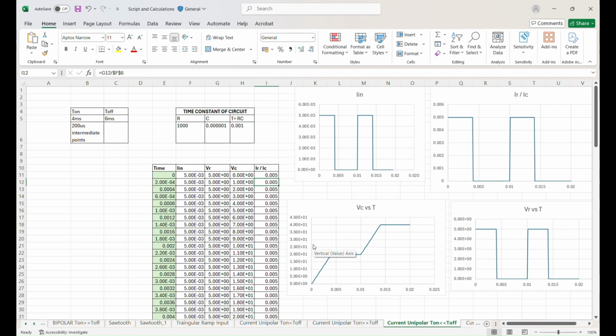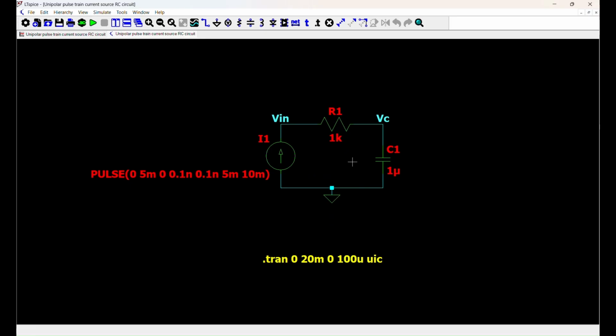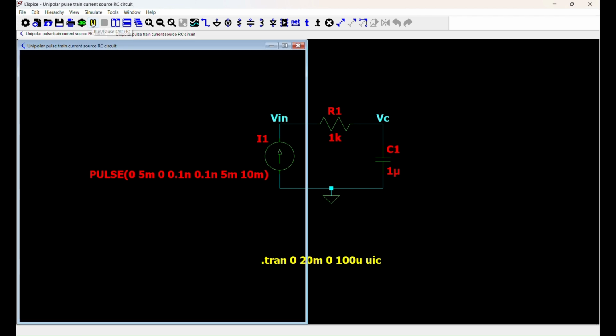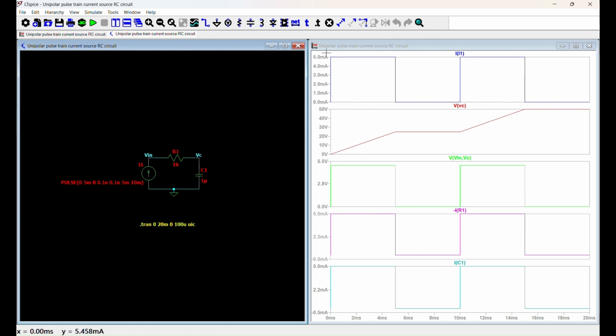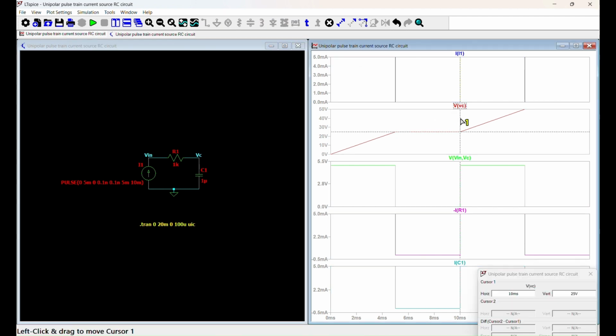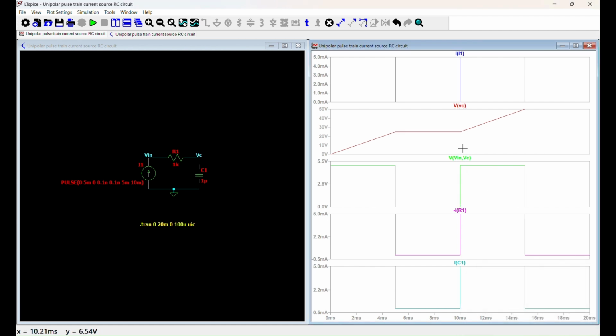Let's simulate this and check. Let's simulate for the case where T on is equal to T off is equal to 5 milliseconds. On simulating this, we can see that this is the input current, which is equal to 5 milliamps. The voltage across capacitor has charged up to 25 volts during the first on period from 0 to 5 milliseconds, and it remains the same until 10 milliseconds.